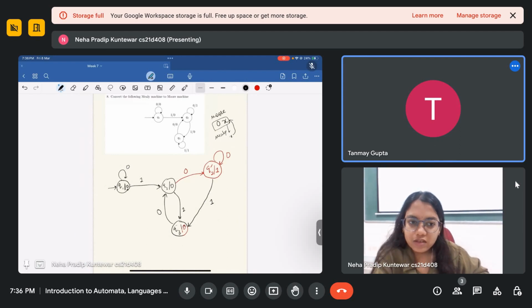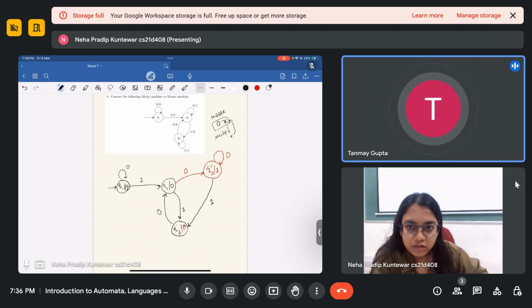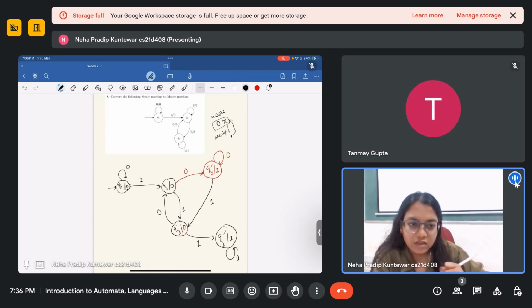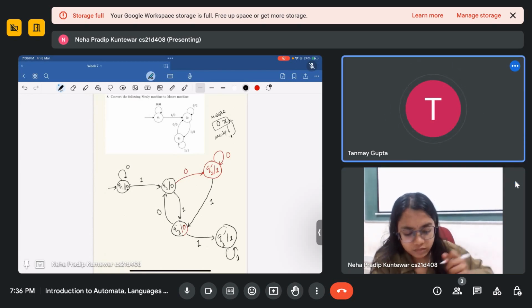But on 1, there's a different behavior, because it is saying that it should output 1. So we make a new state Q3 prime, which outputs 1 on 1. And if you see more ones, we should just stay here. But if you see 0, it should go to Q2. That's right.